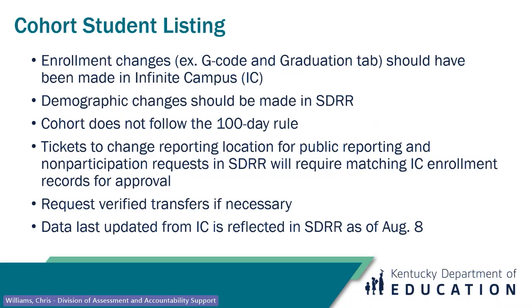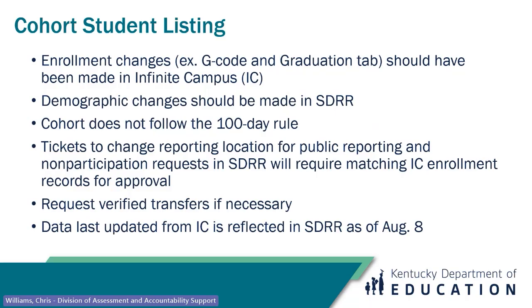But you can go in and update that information if you didn't meet that deadline, because that's going to be an important piece that you want to make sure to fix, because that will affect your cohort 4-year and 5-year graduation rate. Another thing is you always want to go in and look at demographic changes, which should be made in SDRR. Cohort is one of those that does not follow our 100-day rule. It's one of the only ones that does not follow our 100-day rule.